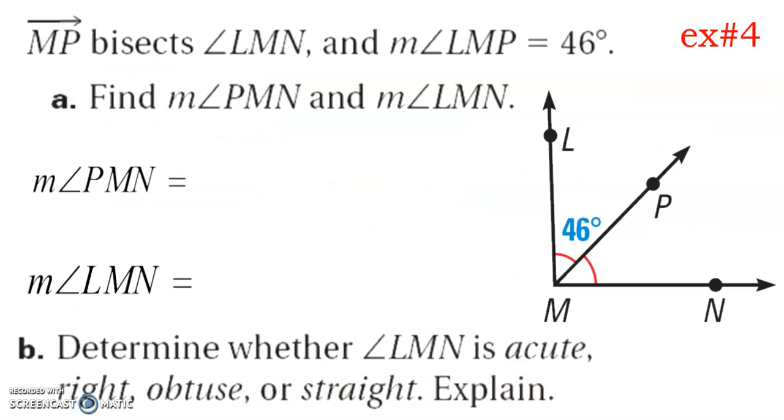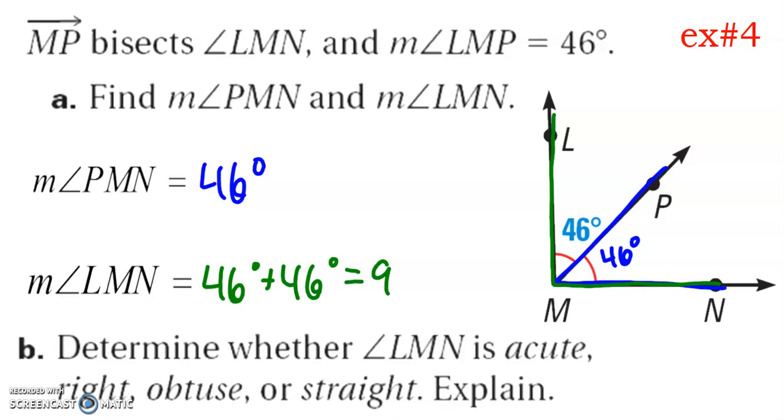So in this example, ray MP bisects the whole angle LMN. So we want to find angle PMN and then angle LMN. These red tick marks are indicating that these 2 angles are congruent, angle LMP and PMN. So if this half is 46 degrees, then we know that this half is also 46 degrees. But then they want us to find the measure of angle LMN, which is the whole angle. So that would be 46 degrees plus 46 degrees, which gives us a total of 92 degrees.